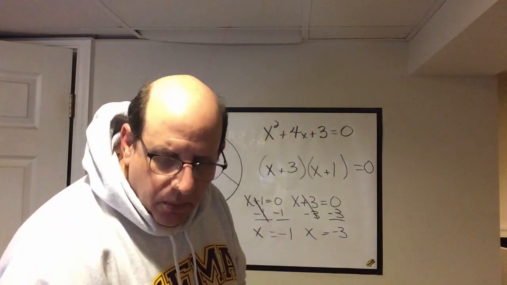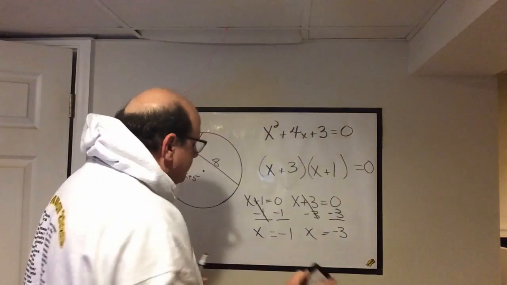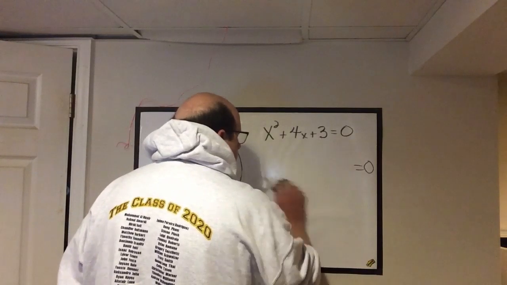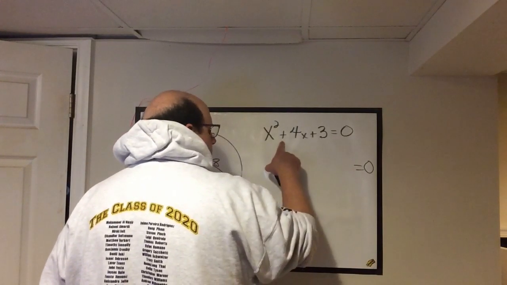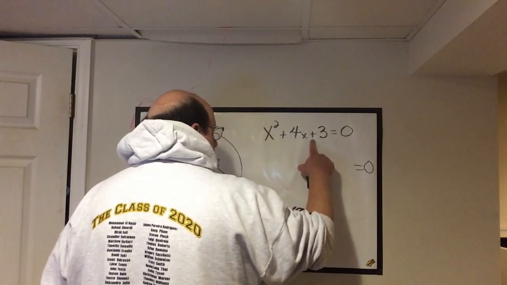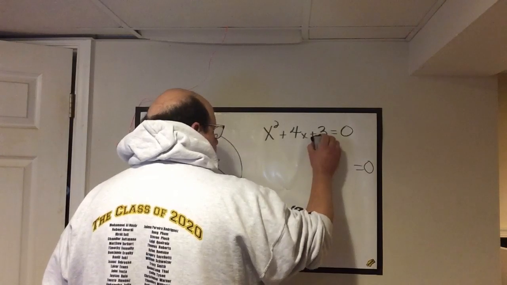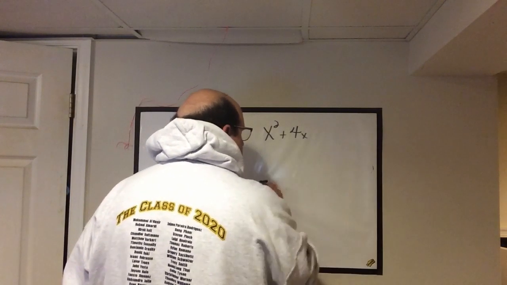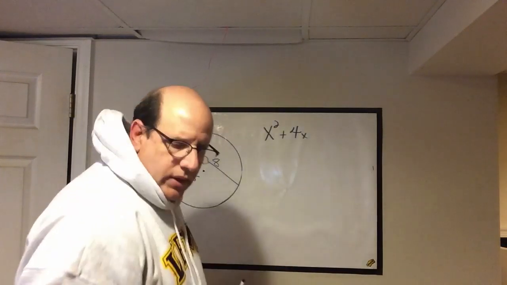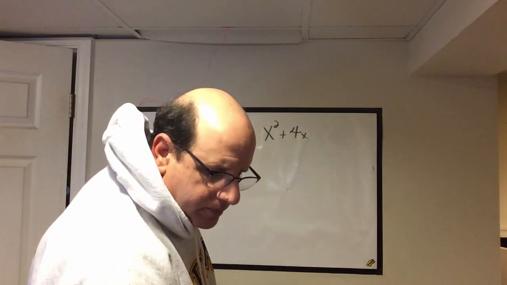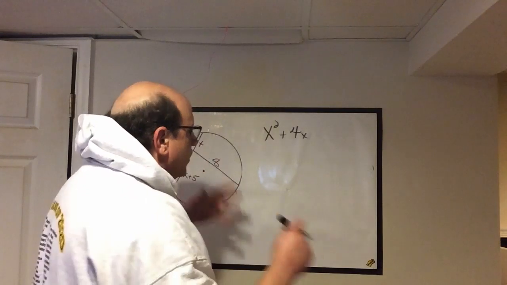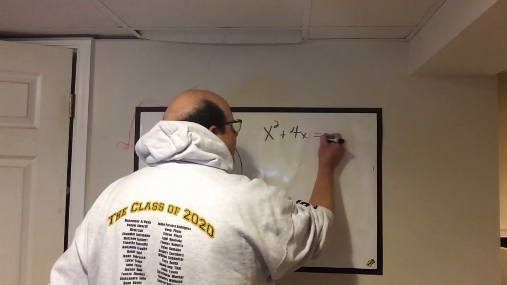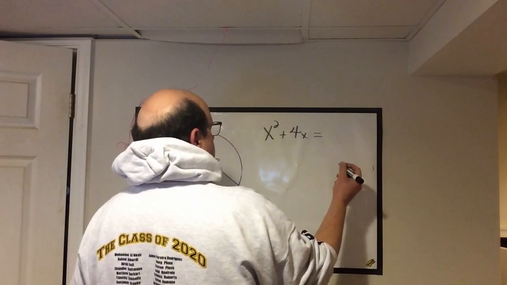Now, I'm going to do one that's a little bit more difficult because it's going to have addition here, but it's going to have subtraction here. Because what you're going to see when you do this is something that looks like this. Okay.